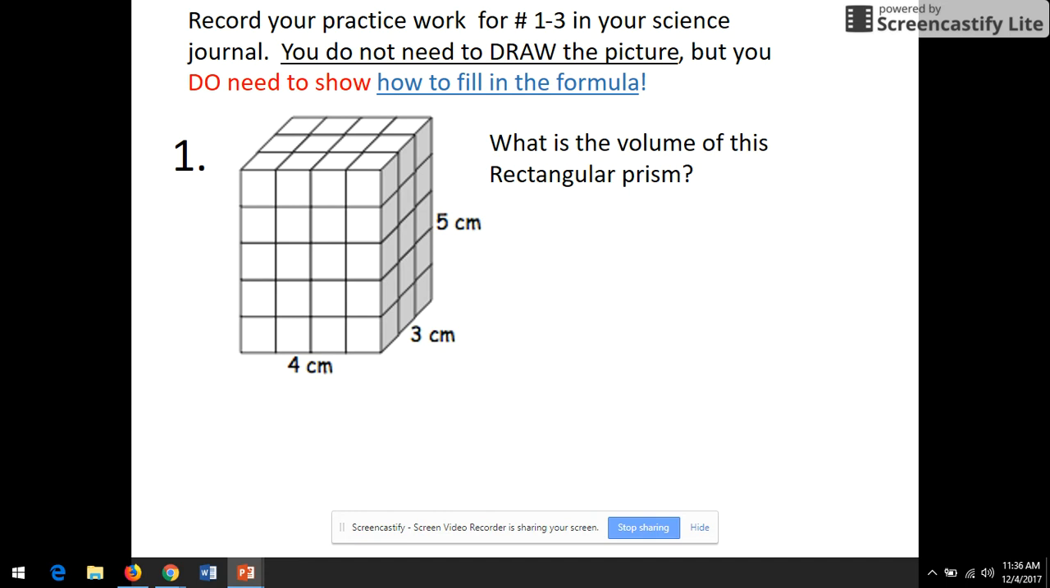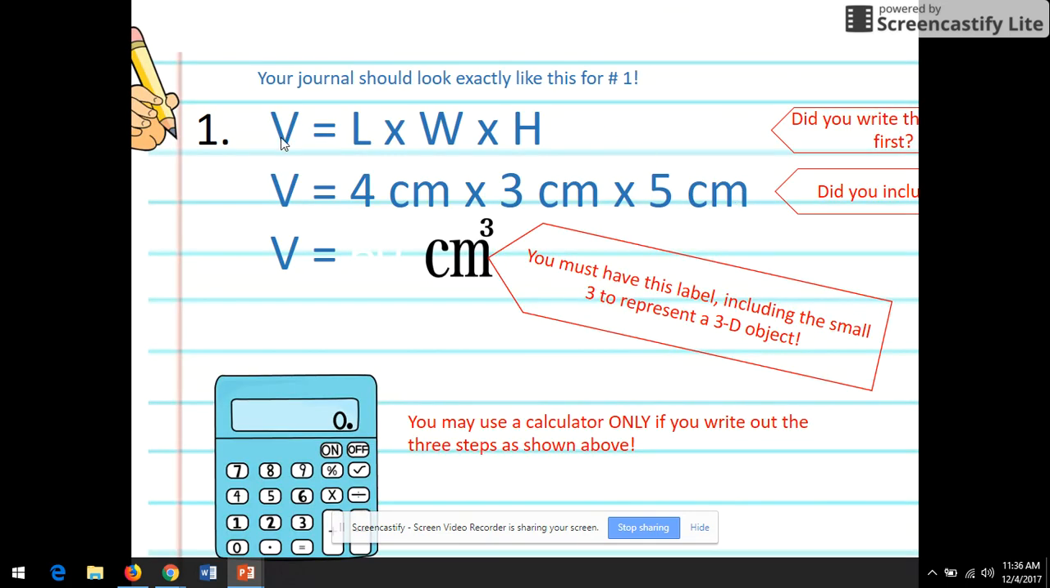We'll do the first one together. Take a look at this picture of a rectangular prism. What is the volume of this rectangular prism? Well, you're going to need to use the formula volume equals length times width times height. So write this in your notebook. Number 1, volume equals length times width times height. Volume equals, and then you're going to put in the values for the measurements in the picture. 4 centimeters times 3 centimeters times 5 centimeters.